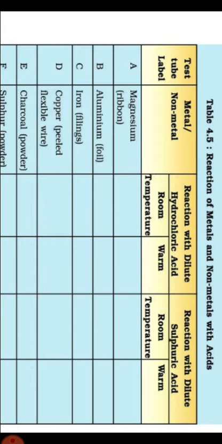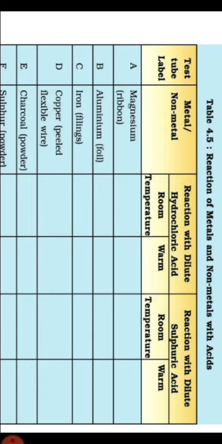Then in test tube B, we have taken aluminum, and as you know, aluminum is also a metal. It reacts with dilute hydrochloric acid at room temperature to give out hydrogen gas. When we warm it, a rapid reaction takes place. In test tube C, we have taken iron filings. It reacts with dilute hydrochloric acid at room temperature to give out hydrogen gas, and when we warm it, a rapid reaction takes place.